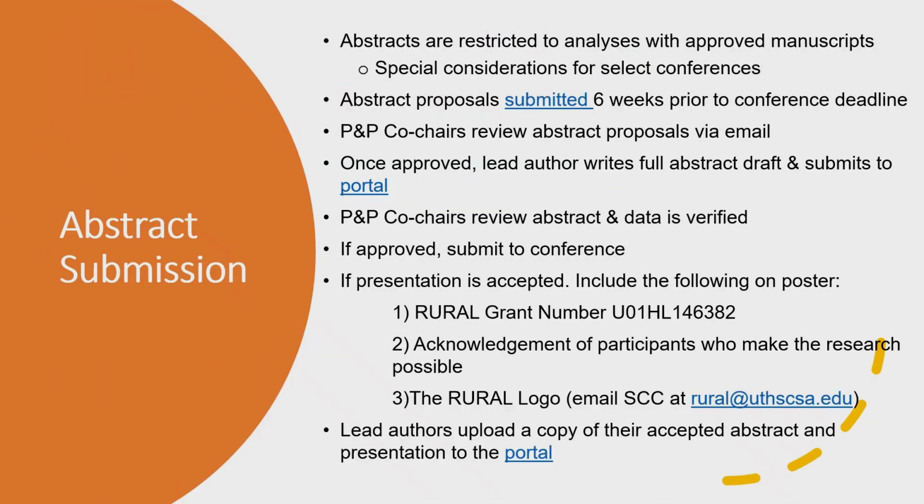Abstracts. Abstracts are restricted to analyses with approved manuscripts. However, there are special considerations for major conferences. Abstract proposals will need to be submitted at least 6 weeks prior to a conference deadline. Abstract proposals are reviewed via email. Once approved, the lead author will write a full draft and submit on the portal. The P&P co-chairs review the draft abstract, and a statistician will review the data.